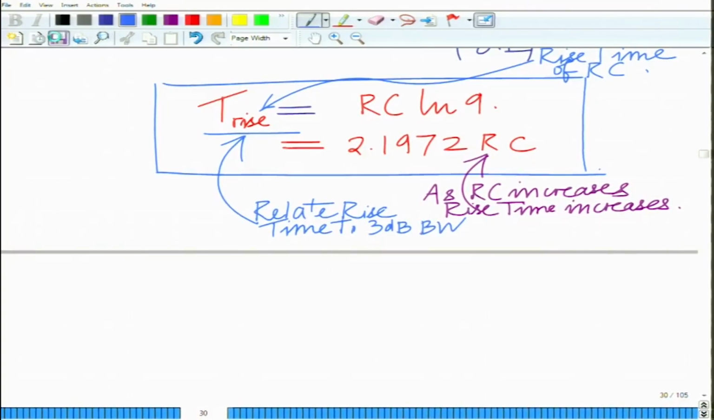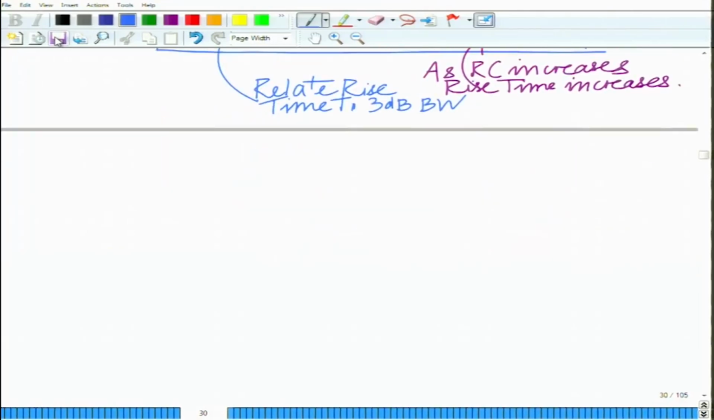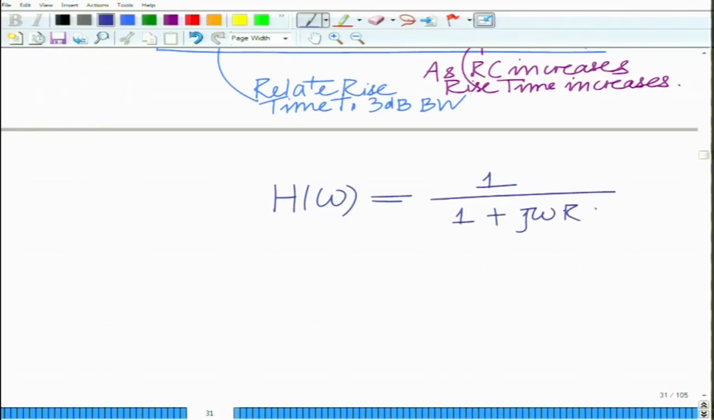Okay. So, relate the rise time to the 3 dB bandwidth. Now, observe that the response of the RC circuit, and this is what we have already seen, the transfer function is 1 over 1 plus j omega RC. This is the transfer function of the RC circuit.